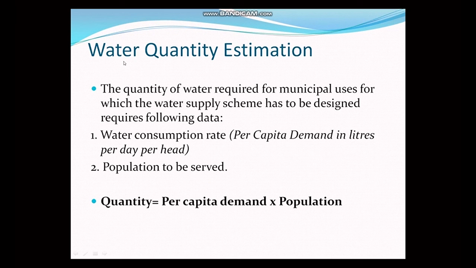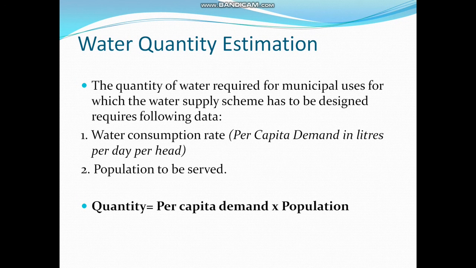Now let us have the calculation process of water quantity estimation. The quantity of water required for municipal uses for which the water supply scheme has to be designed requires the following data. Number one is the water consumption rate, that is the per capita demand in liters per day per head, and number two is the population to be served. So if we multiply the per capita demand and the population, then we get the quantity of water which is to be served to the city or the sector.